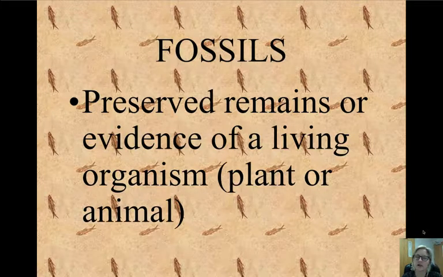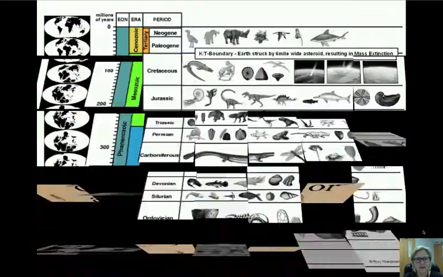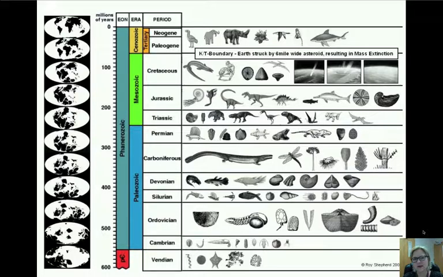Let's define fossils: the preserved remains or evidence of a living organism, plant, or animal. I'm going to go pretty quickly through this because I want to get it under 10 minutes, and it's going to be hard. So you're going to want to pause and write this definition down. This is sort of the time period we're working in when we talk about these different kinds of fossils. We'll show you fossils from this time period, just the Tertiary, which is the most recent, all the way down to the Cambrian.